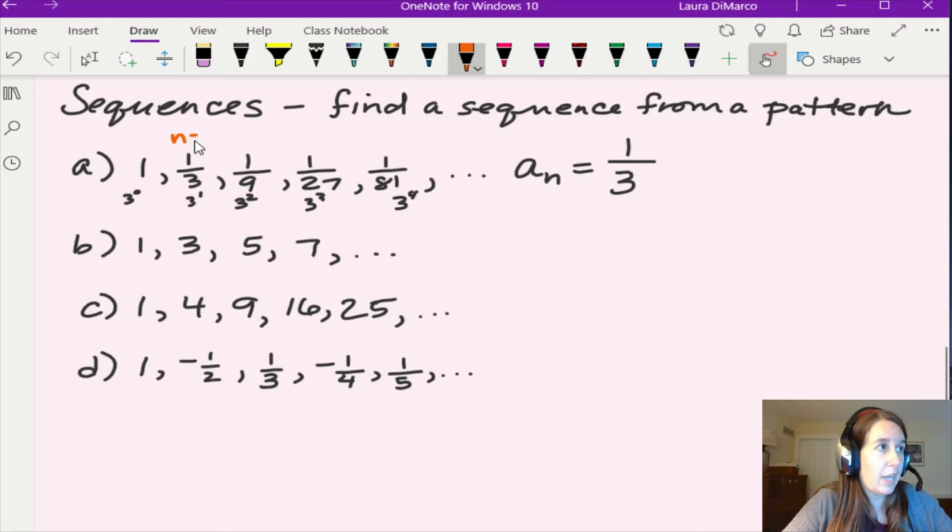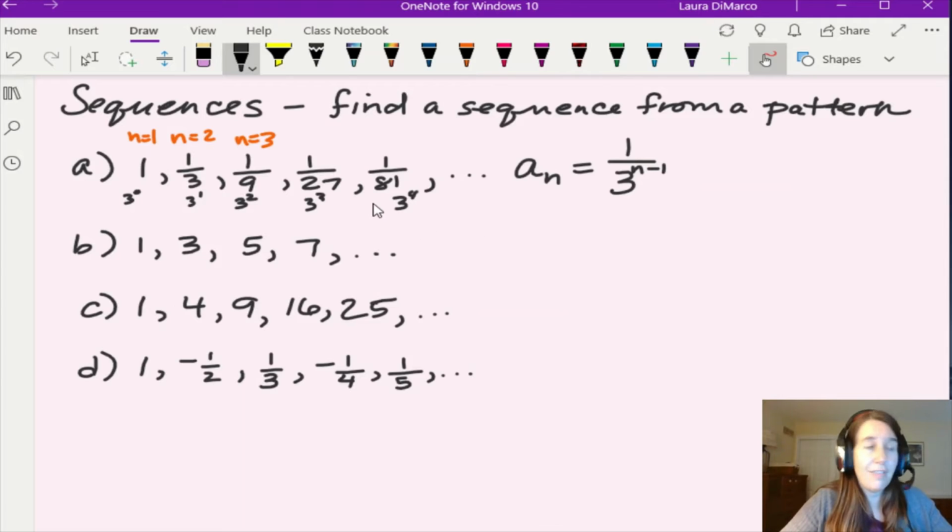So this is n equals 2. This is n equals 1, n equals 3, etc. So notice that when it's the third term, it's actually 3 squared. So our formula must be n minus 1, right? And just see if that works for all the terms that you have, and then you're probably good to go. So 1 over 81 is 1 over 3 to the 4th. And yes, that is the 5th term.